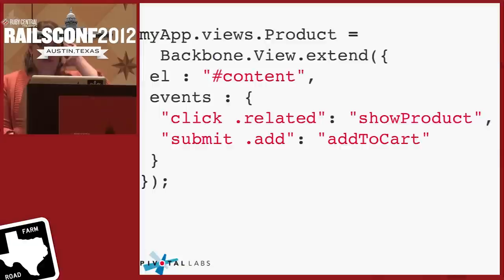Now, some of these events cause a change of page, right? Like show product. So you click on a related product, and you want to change the view to a different show product view with a different product, right? So as I said, there's literally hundreds of ways to handle this. One of the ones that I've seen a lot is something like this.